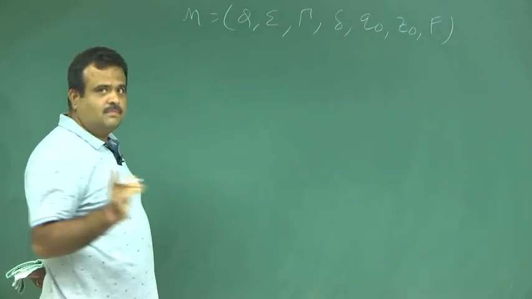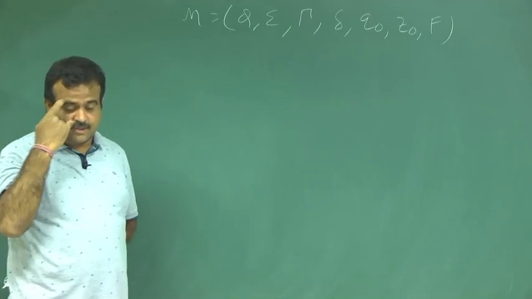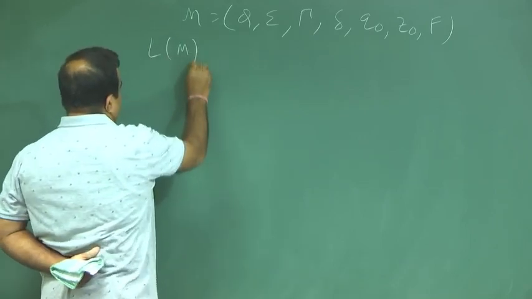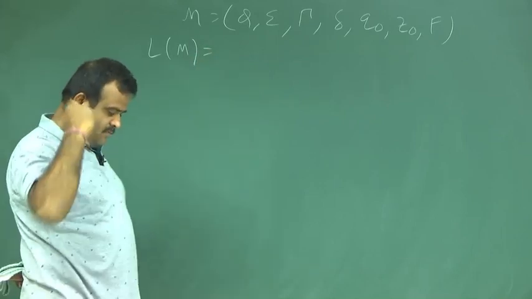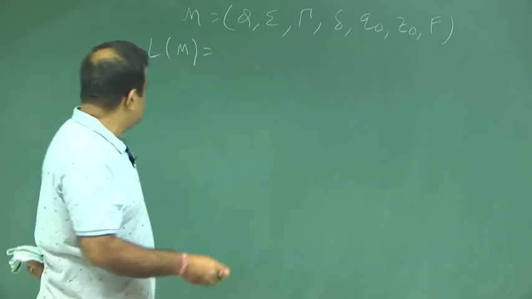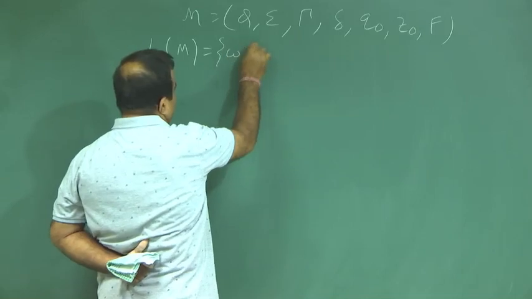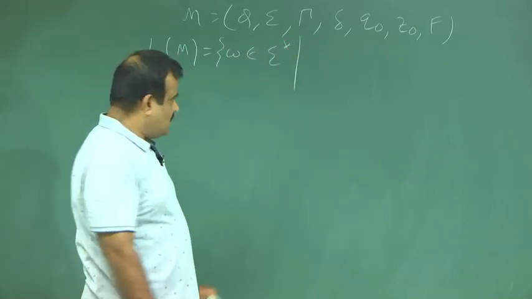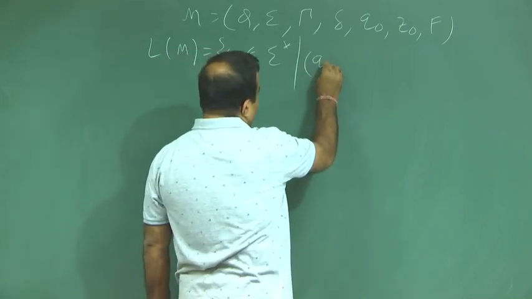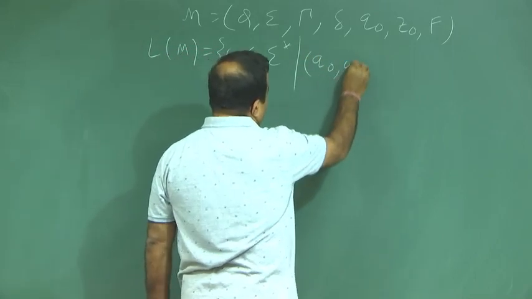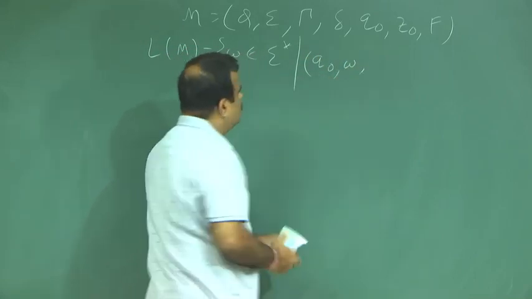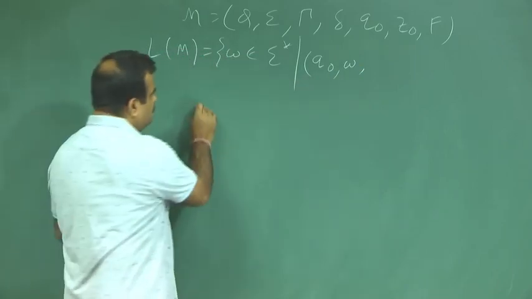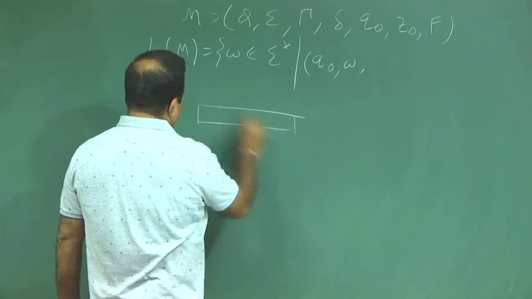Now, we have two types of acceptance by this PDA. One is the language accepted by the PDA by means of final state. That means, if this is the set of all strings, then we start with W. Q0 is the starting state and W is the current position of the tape.